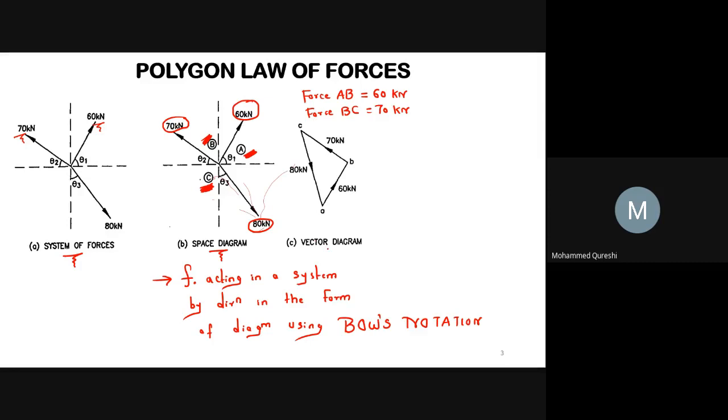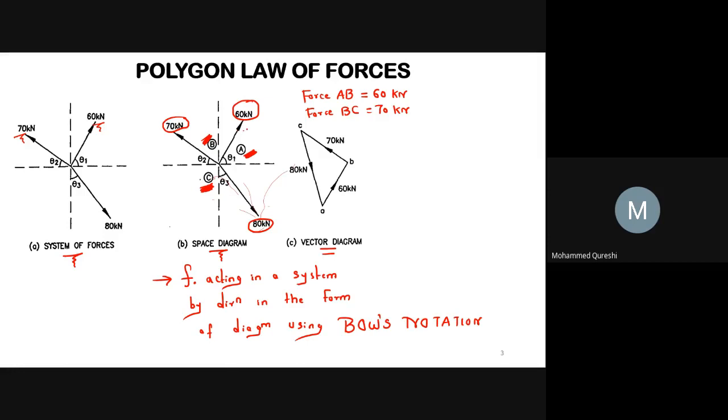And lastly, vector diagram. So to find the resultant force of a coplanar concurrent system, each force of a space diagram, here 60 kilonewton, 70 kilonewton and 80 kilonewton, is represented by magnitude and direction. Then the diagram so obtained is called vector diagram.